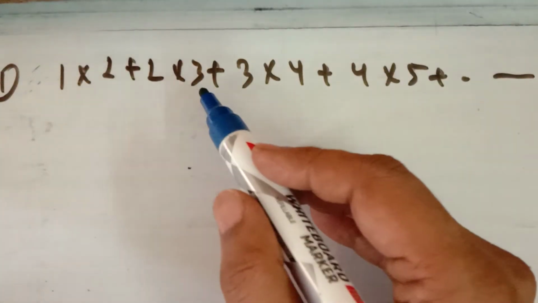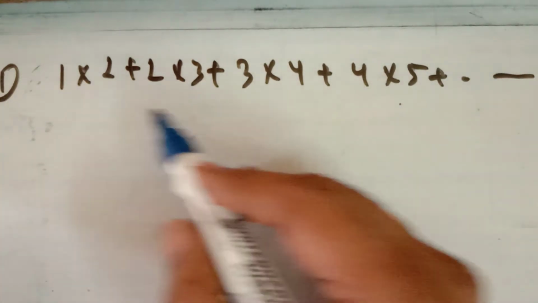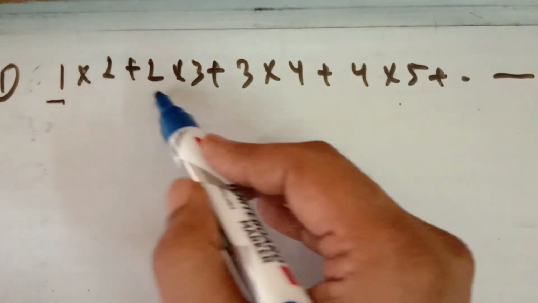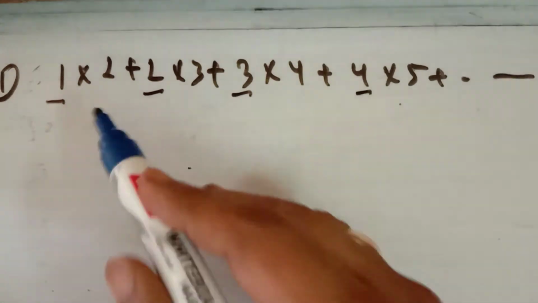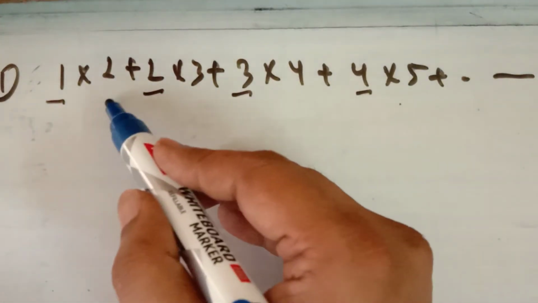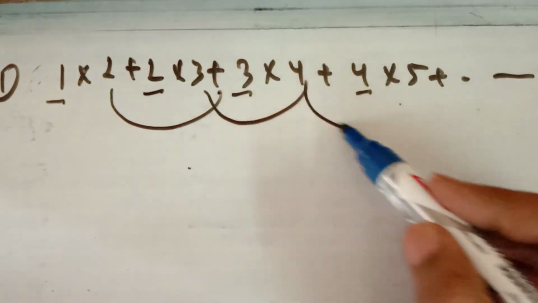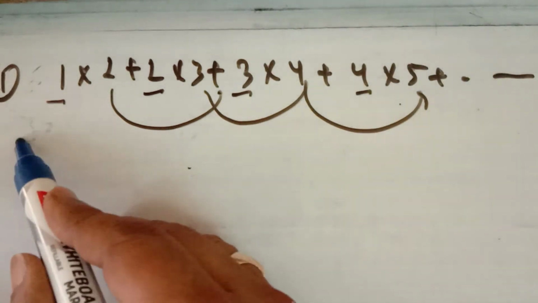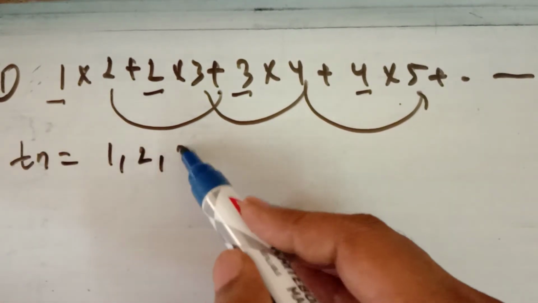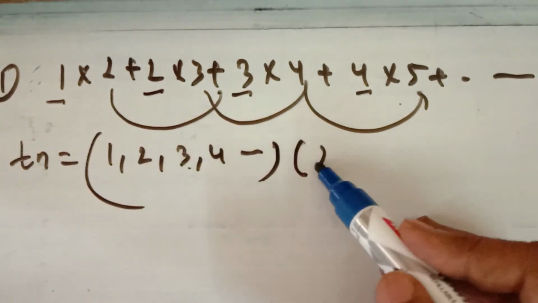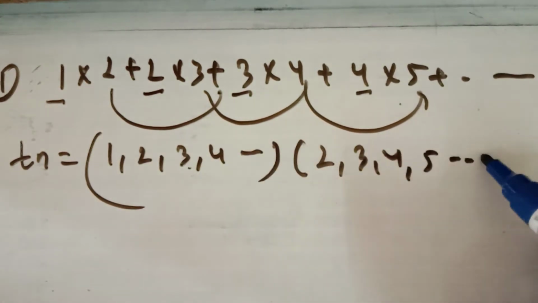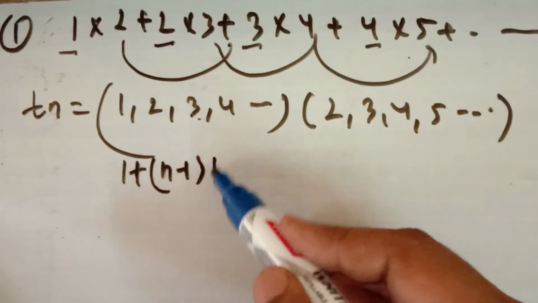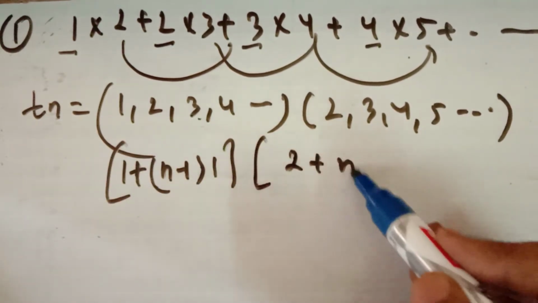Now because 2 plus 6 plus 12 plus 20, if you take the terms individually, they are not forming any AP or GP. But if you consider their first terms, that is 1, 2, 3, 4 and so on, they are forming an AP. And if we take the next terms, 2, 3, 4, 5, they are also individually forming an AP. So if you write like this, first term into second term, you find their nth term, which is A plus n minus 1 into D.